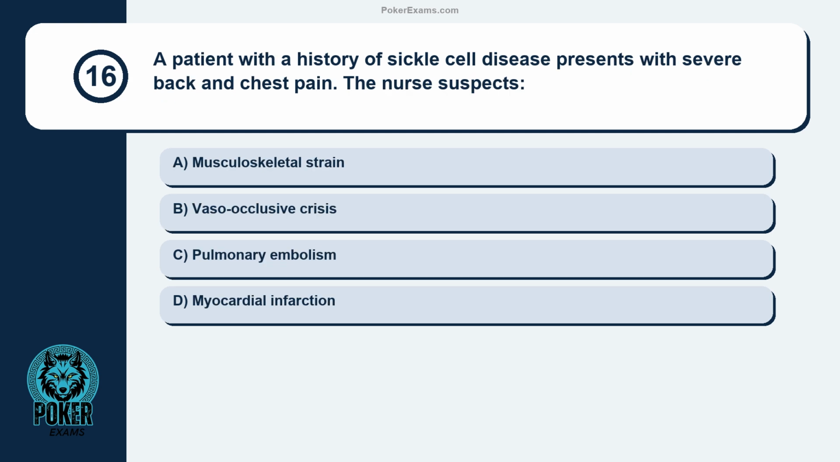Question 16. A patient with a history of sickle cell disease presents with severe back and chest pain. The nurse suspects musculoskeletal strain, vaso-occlusive crisis, pulmonary embolism, myocardial infarction.